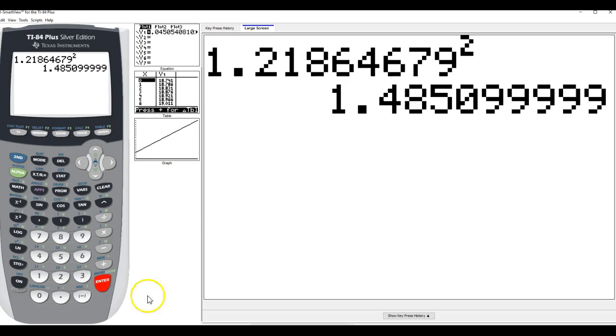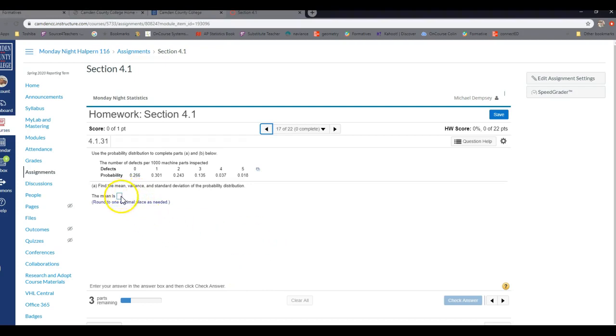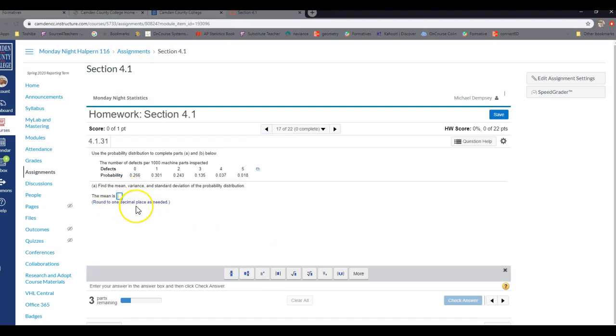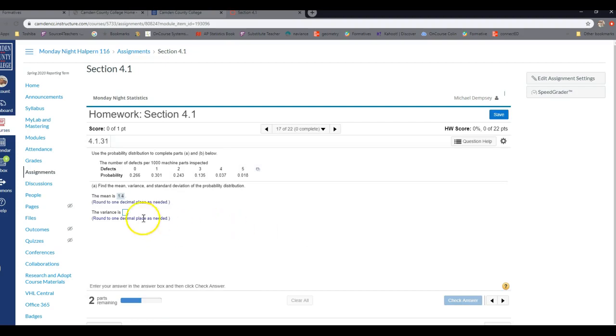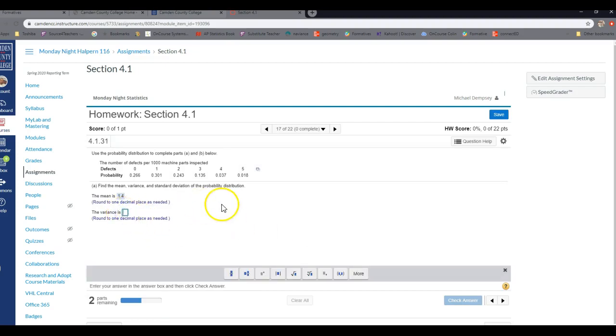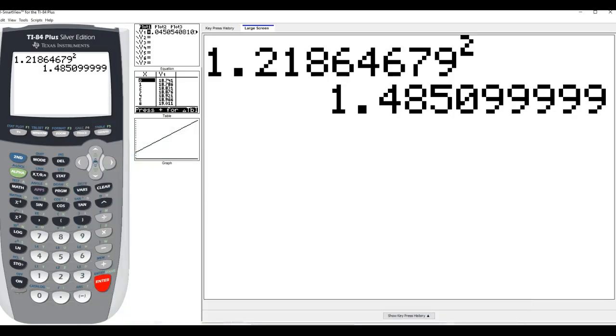Okay, and then I can go back to the problem here and enter those values in. So the first thing they wanted was the mean. Round to 1 decimal place. So for us to 1 decimal place, that would have been 1.4. We had 1.43. Okay. The variance, which I just calculated, we only want 1 decimal place. So we have way more than we needed. So that would probably be 1.5.